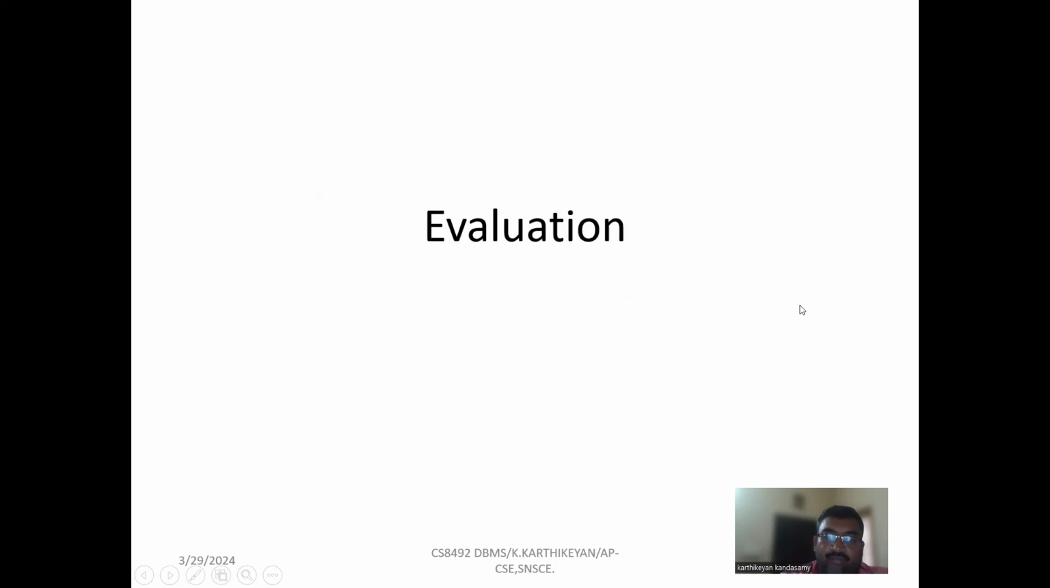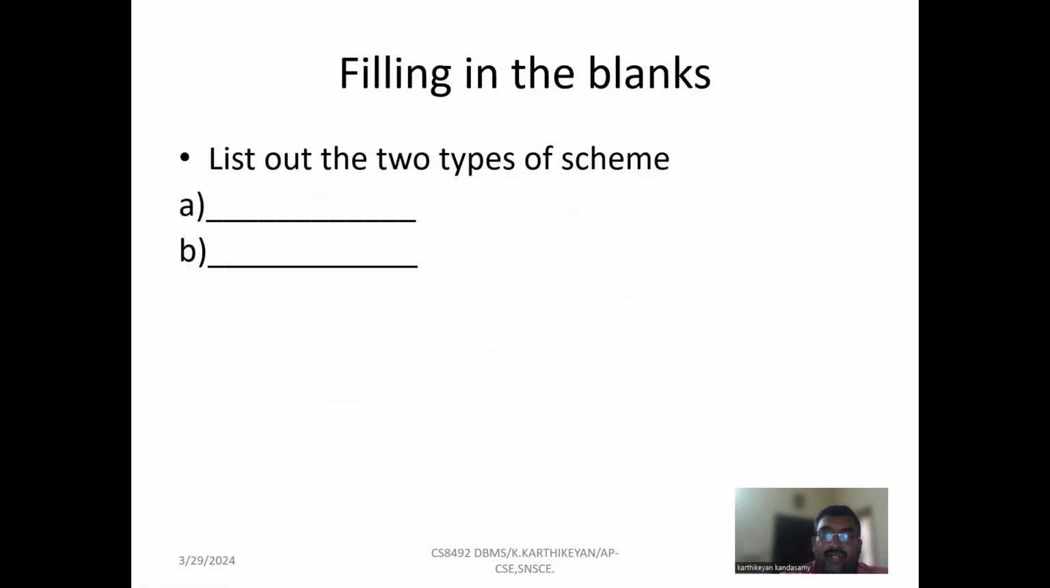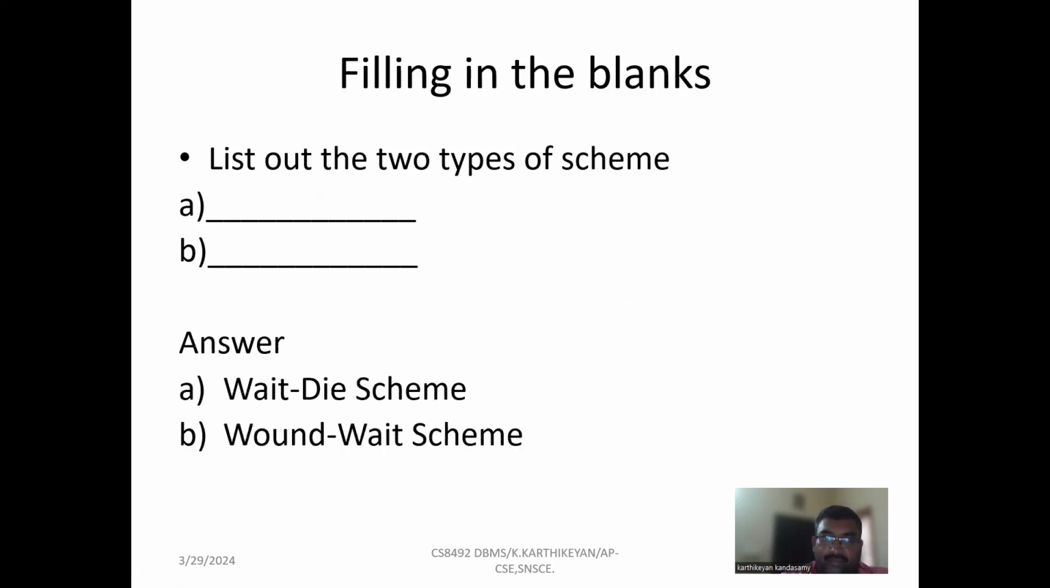This is the evaluation process. Fill in the blanks: list out the two types of scheme. That's correct: the wait-die scheme and the wound-wait scheme.